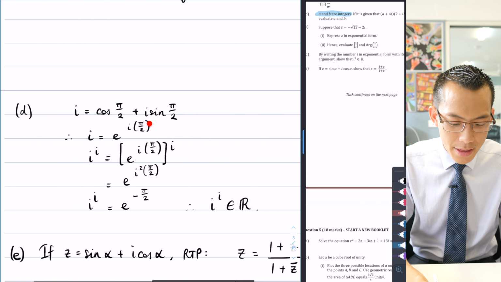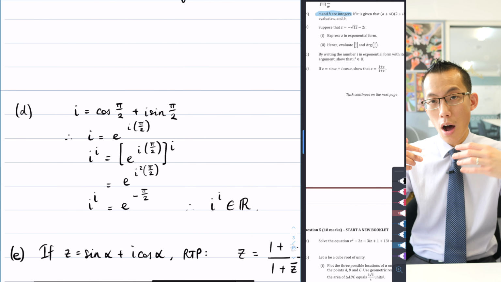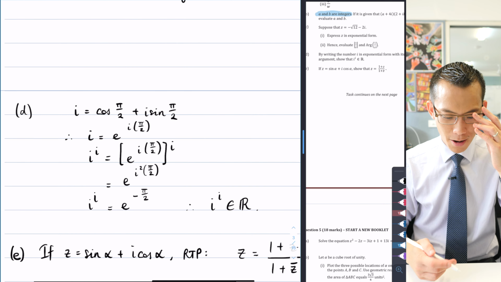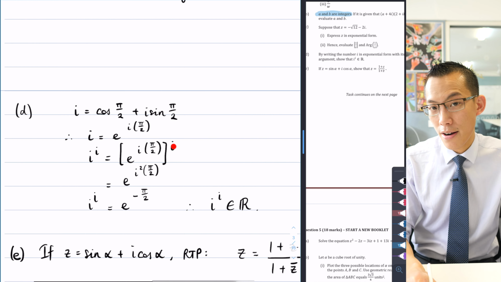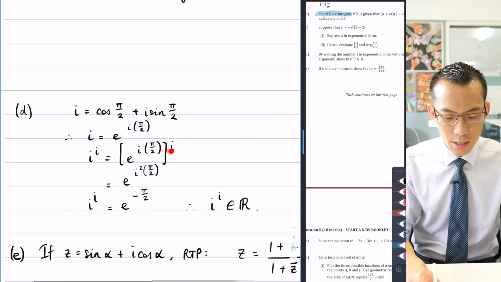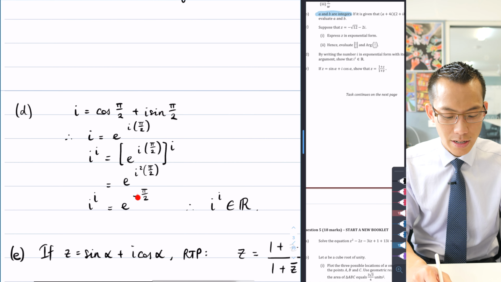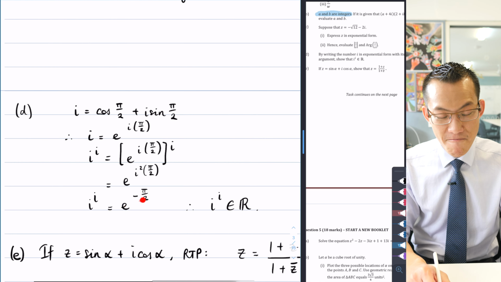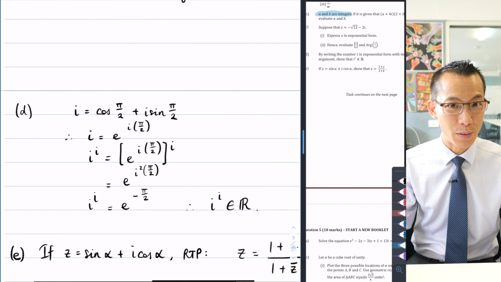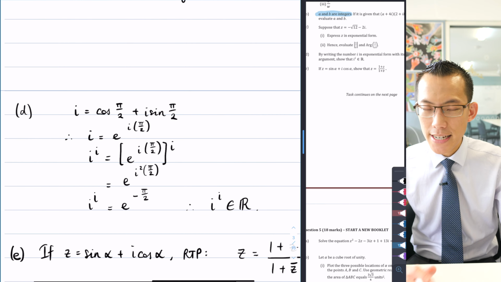Now the reason why this is useful is because to get to i to the ith power, you can then just raise both sides to the power of i. And because this is written in exponential form, you just get i squared at the front by multiplying those indices. i squared is negative 1. This is a real number. You just got a real number. That's it. So you didn't need to think too hard.